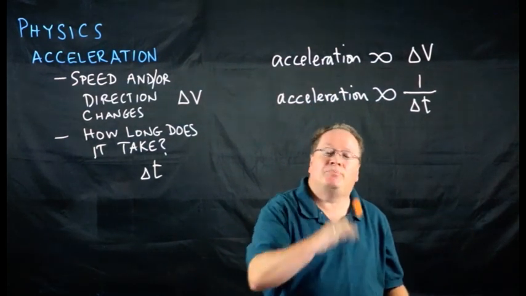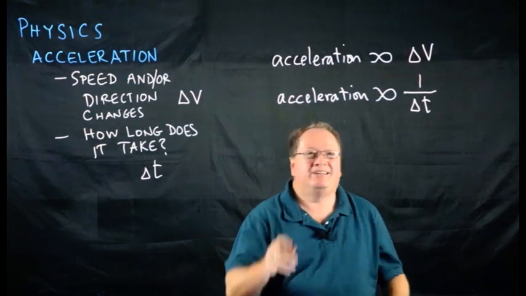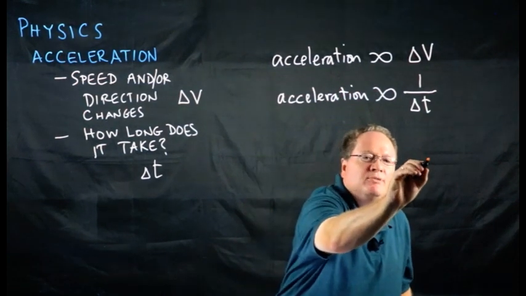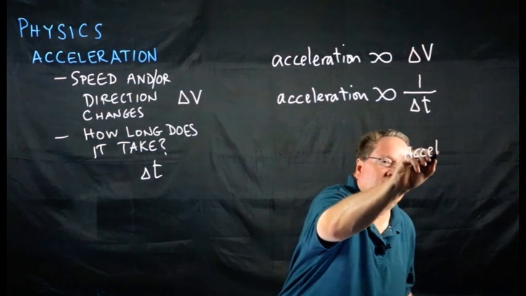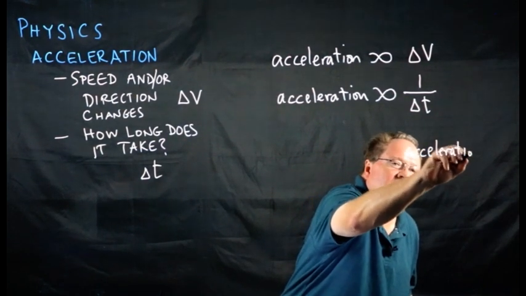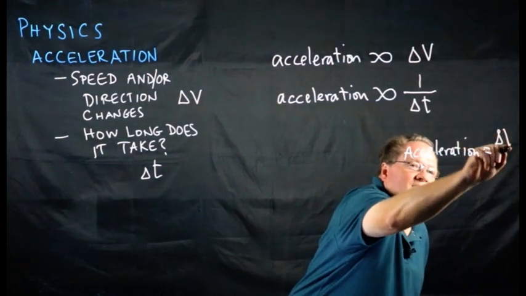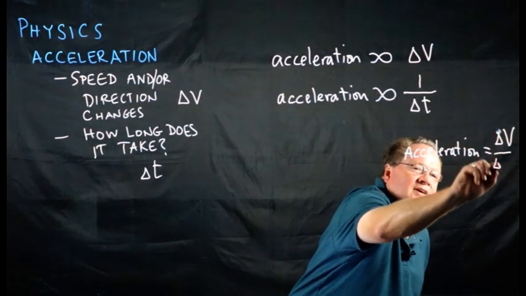If I combine both of these, you guys, we get a formula for acceleration. You don't really need to remember this, but this is how they do it. What you should remember is this: an acceleration formula is going to equal delta V over delta t.